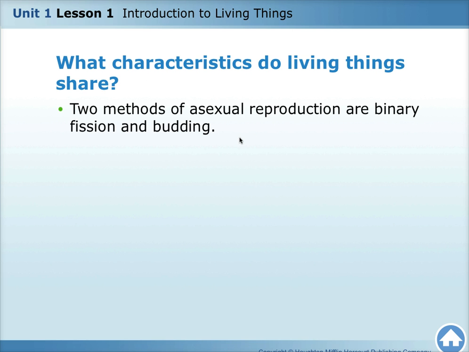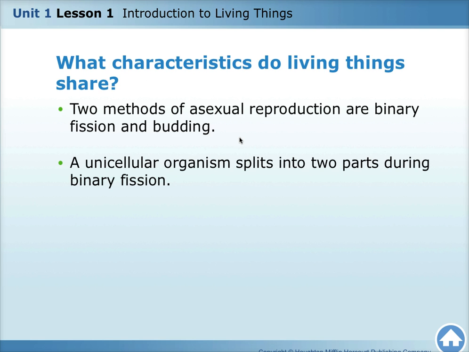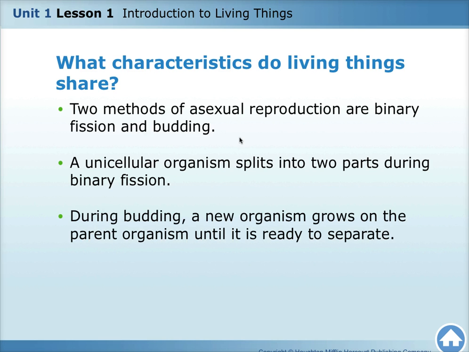2 methods of asexual reproduction are binary fission and budding. A unicellular organism splits into 2 parts during binary fission. During budding, a new organism grows on the parent organism until it's ready to separate.